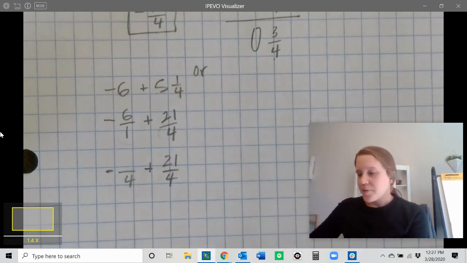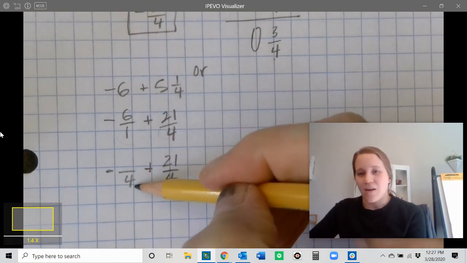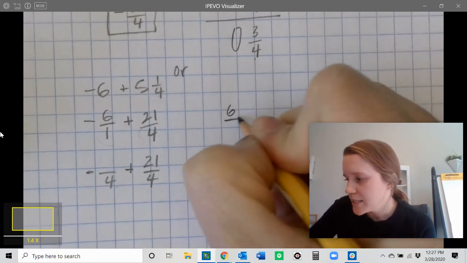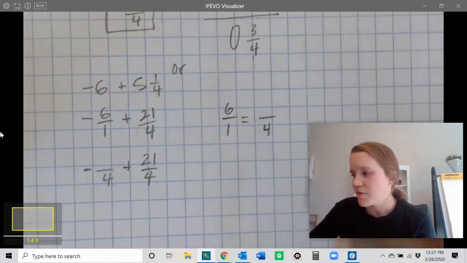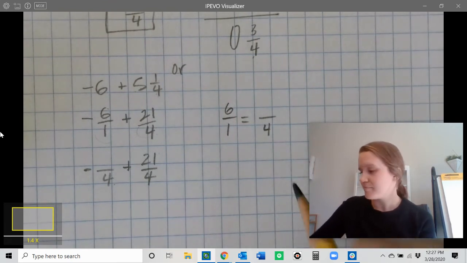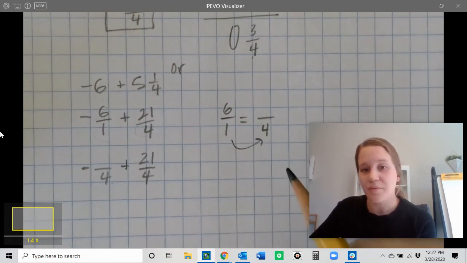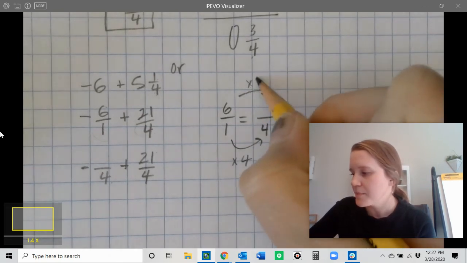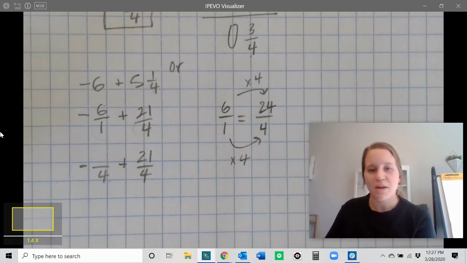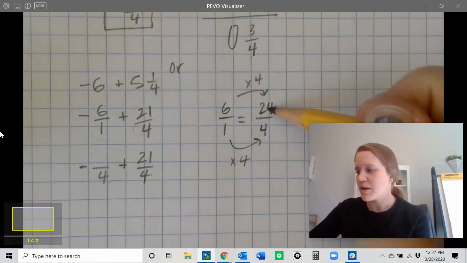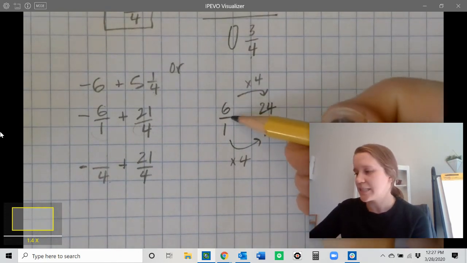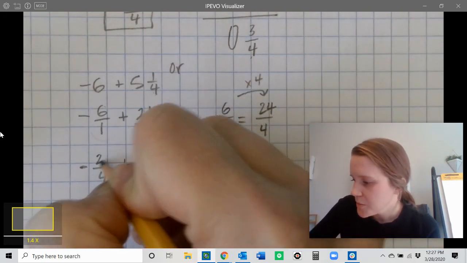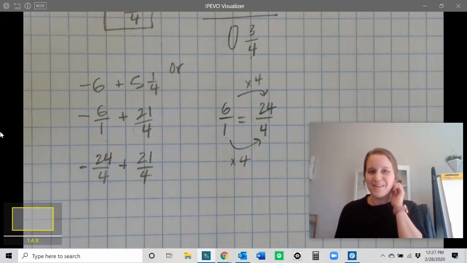So then the question is, how do I get 6/1 into blank over 4? I'm going to move to the side of my paper and do a little bit of extra work. 6/1 equals something over 4. Just like with proportions or equivalent ratios, I can use multiplication or division. I just need to do the same thing on the top and the bottom. 24 fourths. Does that make sense? Is 24 divided by 4 the same thing as 6 divided by 1? Yeah, isn't that cool? Okay, so this becomes negative 24 fourths plus 21 fourths.